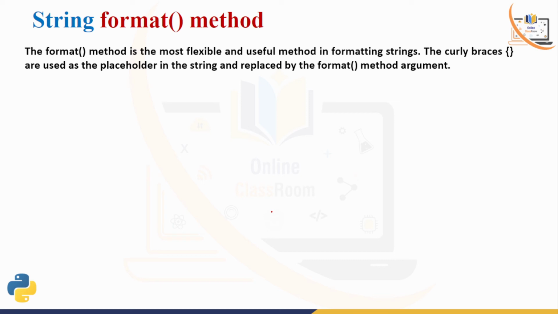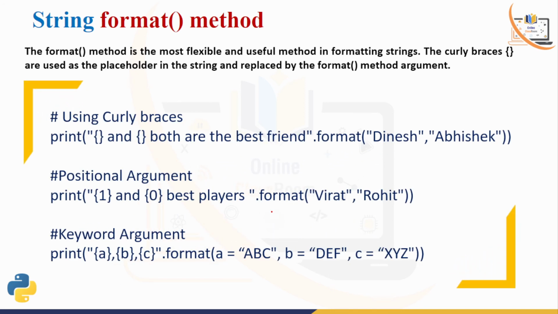The format method is the most flexible and useful method in formatting strings. It must be written in curly braces, used as a placeholder in the string, and replaced by the format method. What I mean is, if we write a print function using curly braces, what do I want to mean?